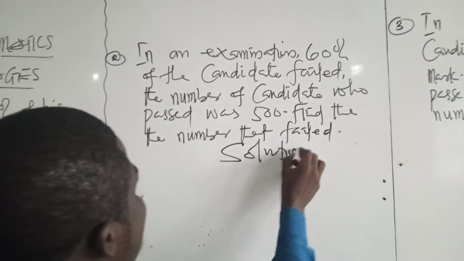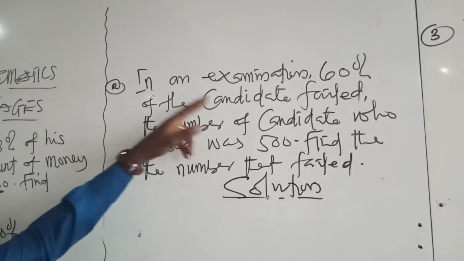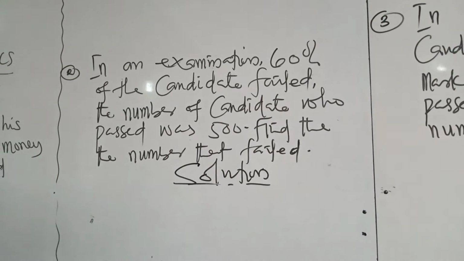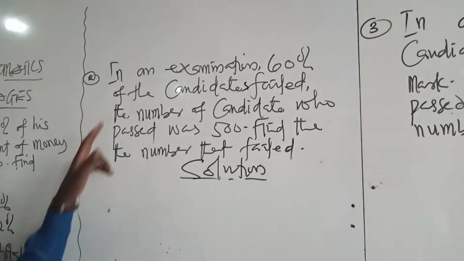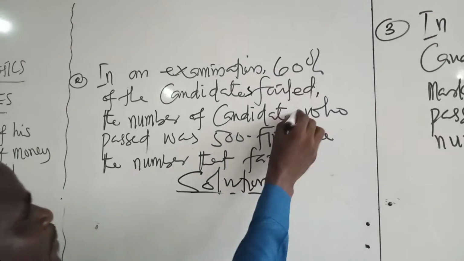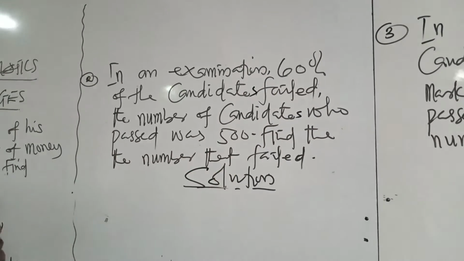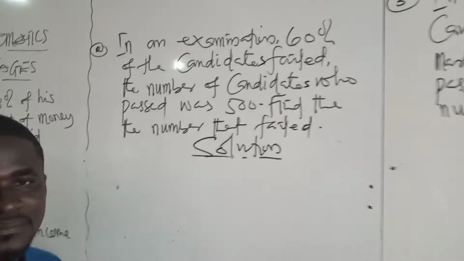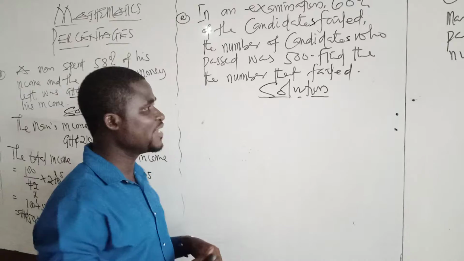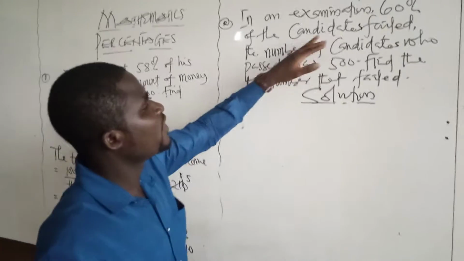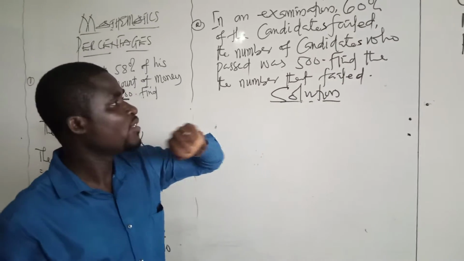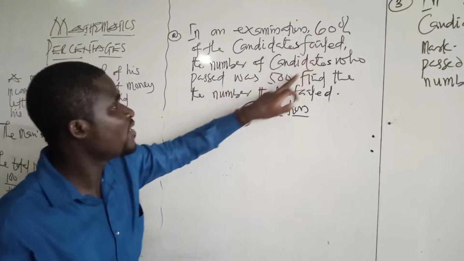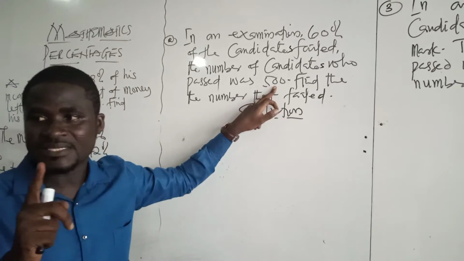The second question says, in an examination, 60% of the candidates failed. The number of candidates who passed was 500. Find the number that failed. Good. Now, 500 students passed, 60% failed.